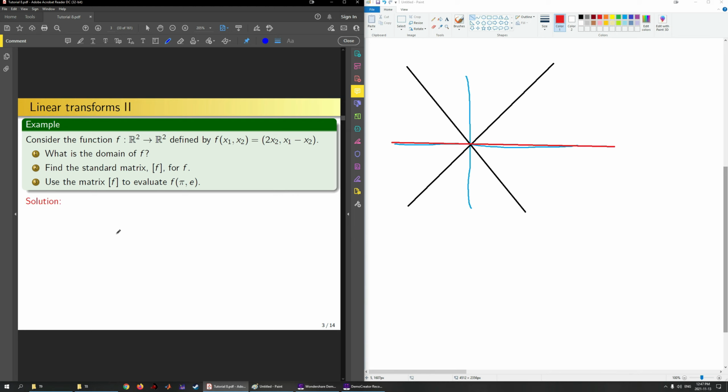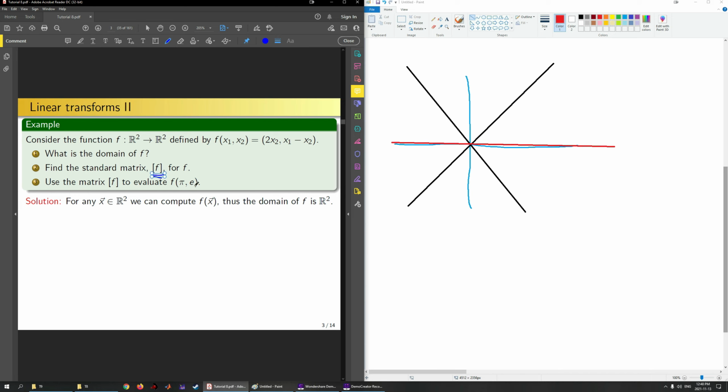Okay, so what's the domain of f? Well, generally speaking, the domain will just be the thing over here, given that you can actually evaluate the function. So for this course, that really won't be an issue for most problems, but just for completion, for any x in R2, I can compute f of x, therefore the domain of f is R2. So why do I care about the domain of f? Well, the way that I find the standard matrix depends on what the domain of f is.